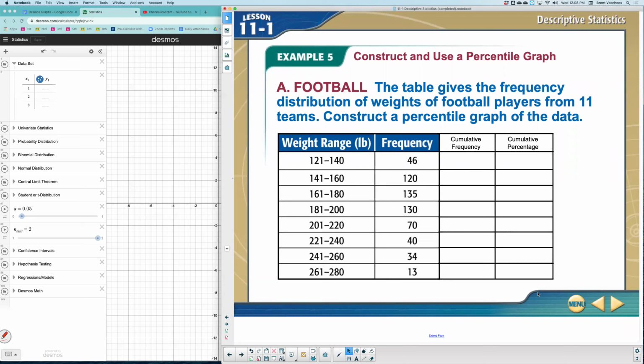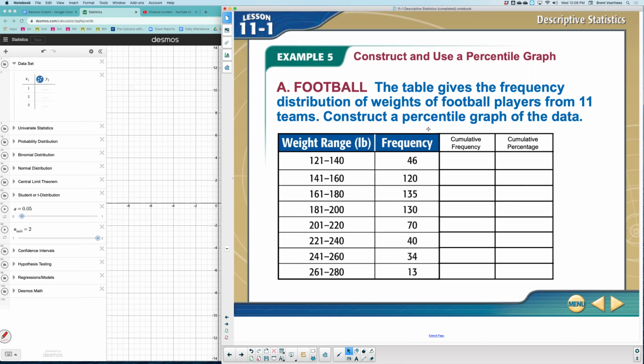Now example 5, football. The table gives the frequency distribution of weights of football players from 11 teams. Construct a percentile graph of the data. And so let me walk you through what this means. Given these different weight ranges, they're just showing you how many football players fall into these weights.